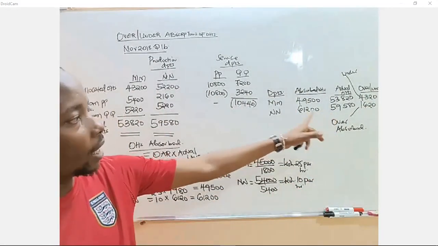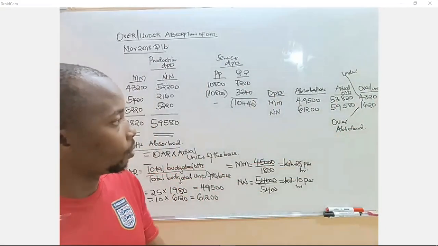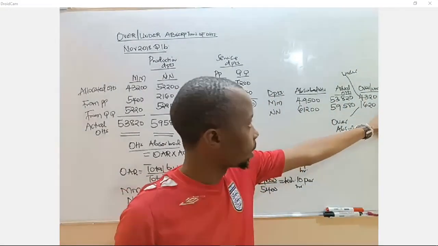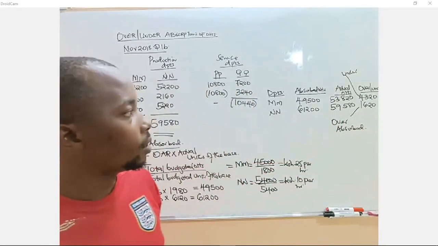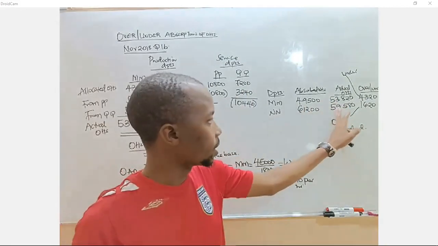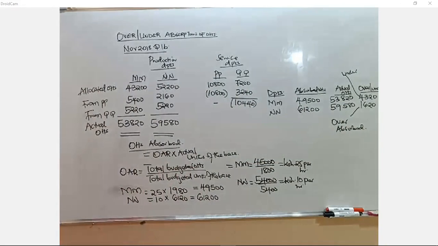Even if you use a calculator, you will get a negative. It's a simple way: if it is negative, that is under absorption; if it is positive, it is over. Take E minus E, E minus E, so that you can differentiate. Any question? Jackson Mule?